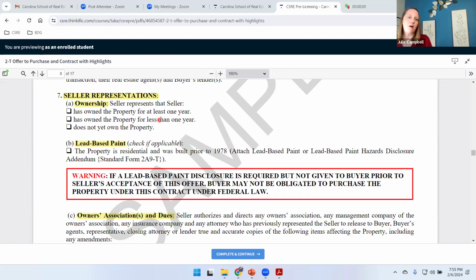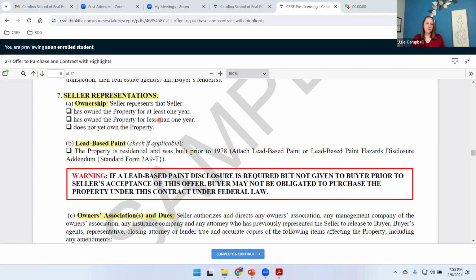Does not yet own the property. Could be they're in the process of buying it. I know wholesaling, you guys might have heard about this. It's making a big wave in real estate. So there are situations where they don't yet own the property. Not saying it's going to work or not. We're just saying we've got to represent your length of ownership.